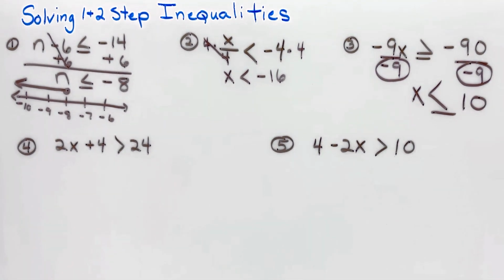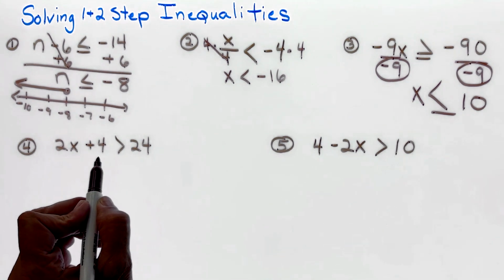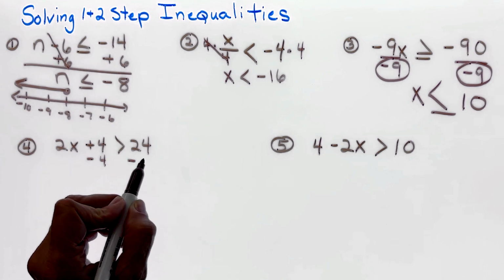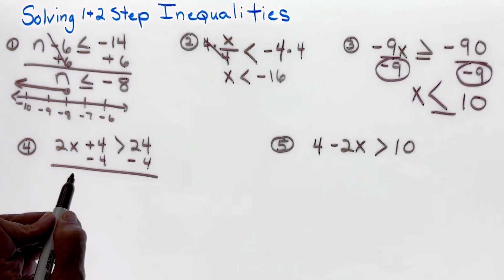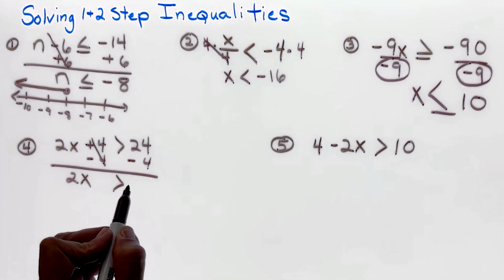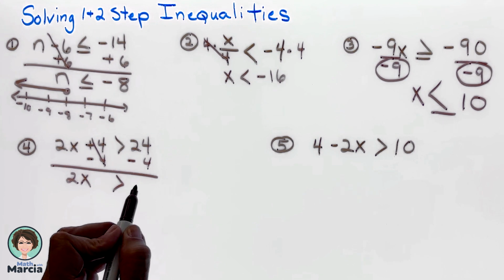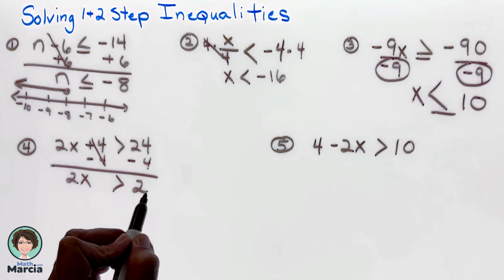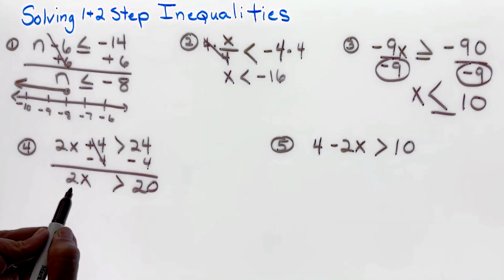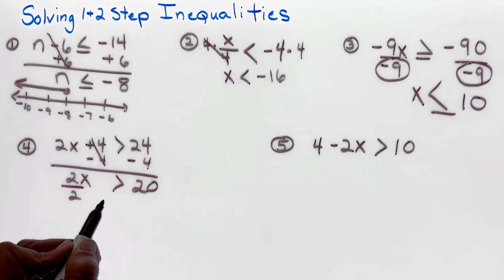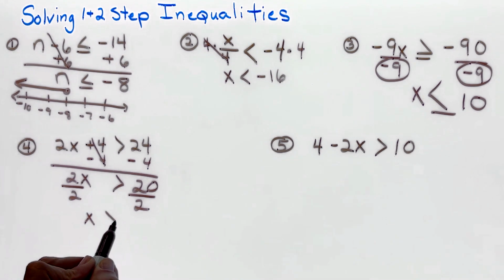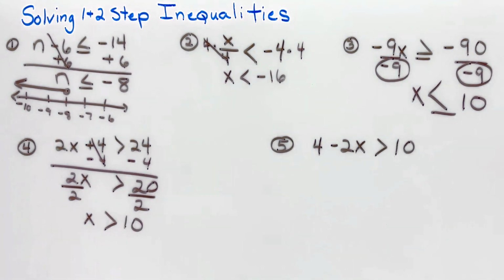So now here are our 2-step problems. We always add or subtract first. So I know I have to subtract 4 to move it to the other side of the inequality. So I have 2x, and it is a greater than, and I now have 24 minus 4 is 20. Now this is multiplication. The opposite of multiplication is division. I'm dividing both sides by 2. So x is greater than 10.